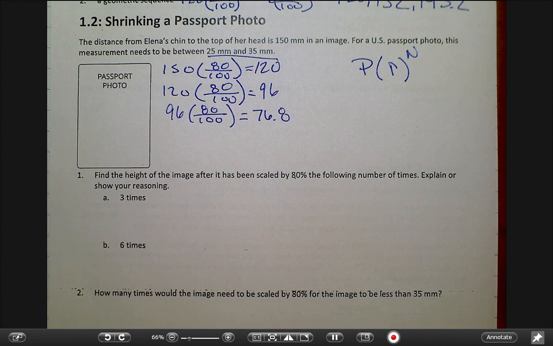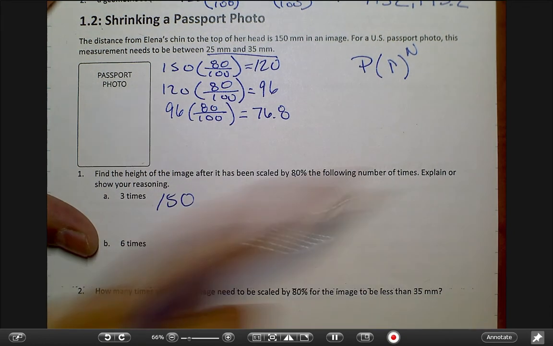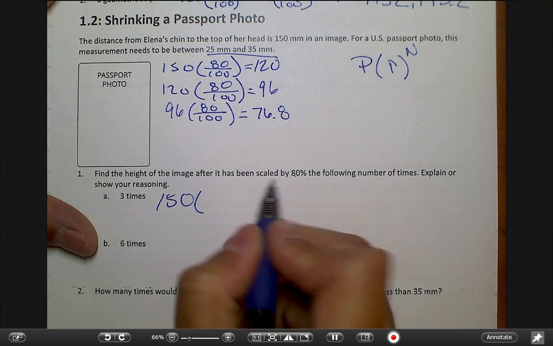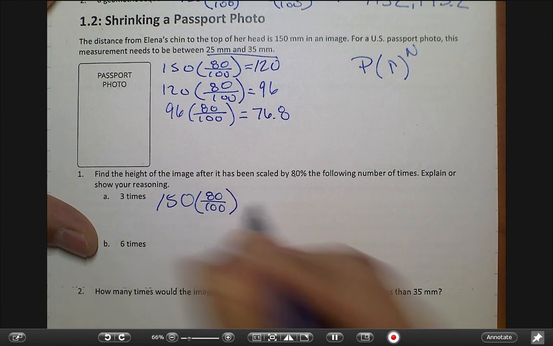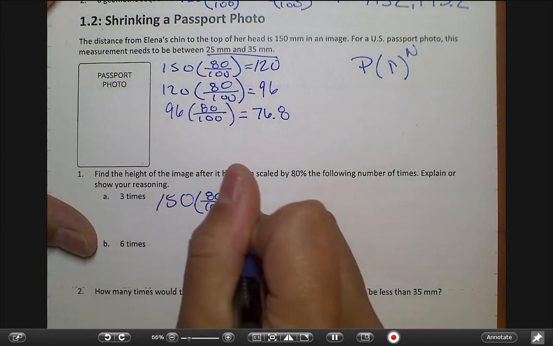So in this case, my initial is the P. How much did I start off with? 150, right? And what was my rate? 80%, which is 80 over 100. And how many times did we do this? 3 times. Let's do it 3 times.